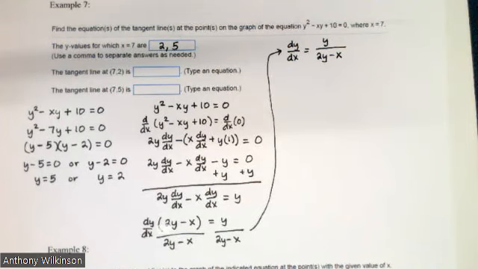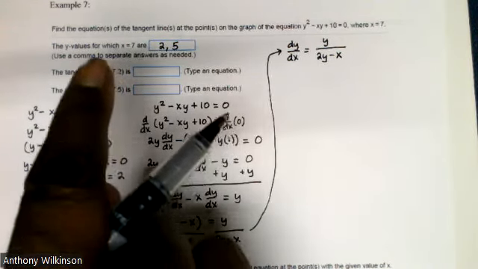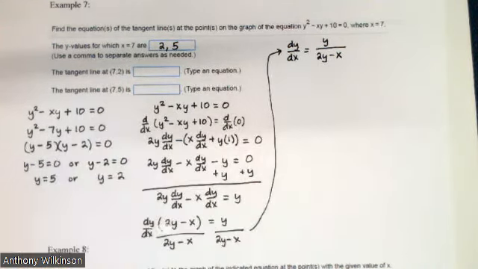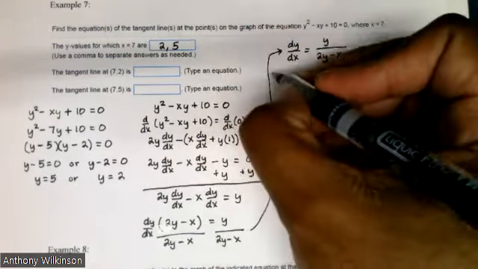Now we got to find the slope of the tangent line for these 2 points here, (7, 2) and (7, 5). Because we let x equal 7, that means your y value is going to be 2 and 5. So that means you got 2 points here.